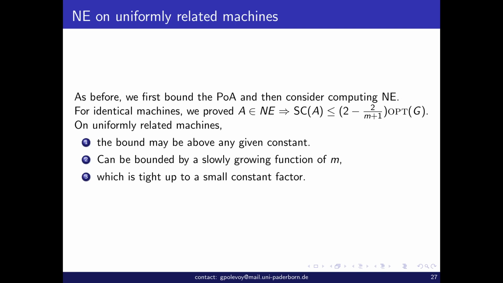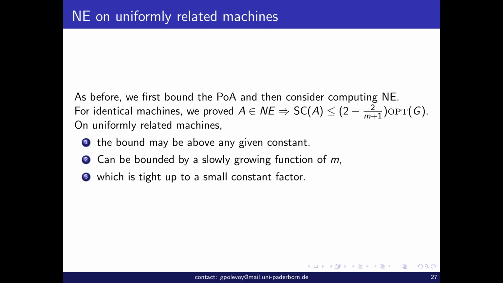Before, in the case of identical machines, we proved that the price of stability is always 1, or rather we proved that there is always an optimum Nash equilibrium. First, we prove there is always a pure Nash equilibrium. Second, there is always an optimum pure Nash equilibrium. But the question of price of anarchy is always something which worries us. So we first bounded the price of anarchy, and then we considered the computation of Nash equilibrium.